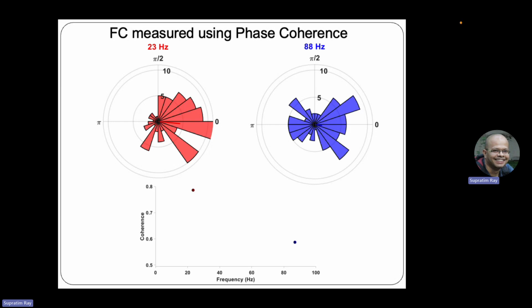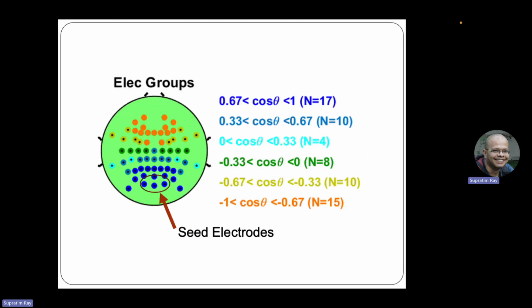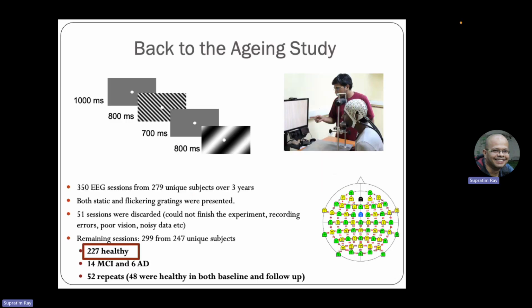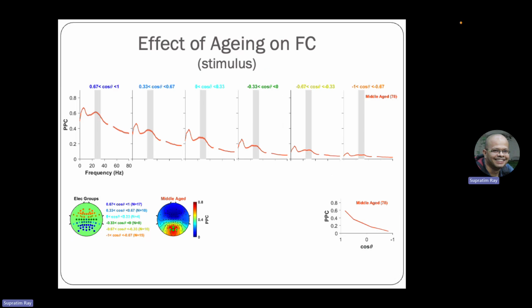At 10 hertz, it is very consistent, a large vector. At 80, it's less. If you do it for all different frequencies, you'll get a plot like this. It's a measure of functional connectivity between these two electrodes. So we take these occipital electrodes as seed electrodes, and let's go back to this old data set with lots of subjects and see how functional connectivity changes in the brain as you get older.